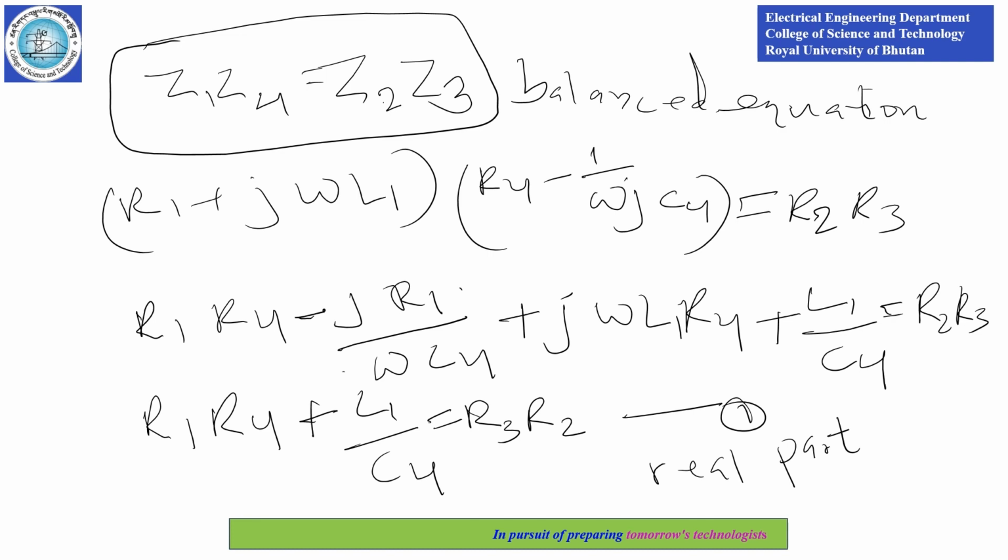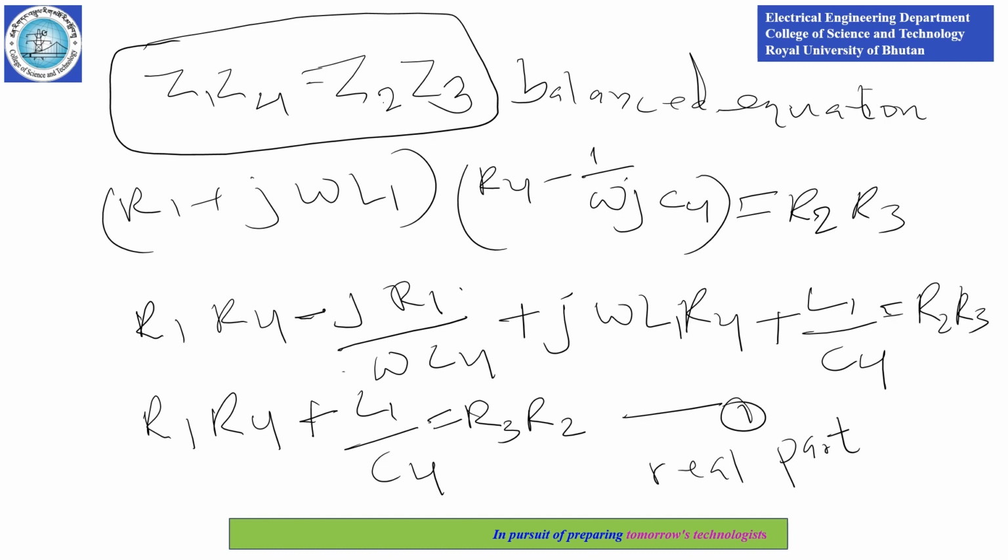Since we already know the general equation of the AC bridge, Z1 Z4 equals Z2 Z3, upon substituting the values of Z1 and Z4, we get (R1 plus j omega L1) into (R4 minus 1 by j omega C4) equals R2 R3. Upon multiplication, we obtain R1 R4 minus j R1 by omega C4 plus j omega L1 R4 plus L1 by C4 equals R3 R2.